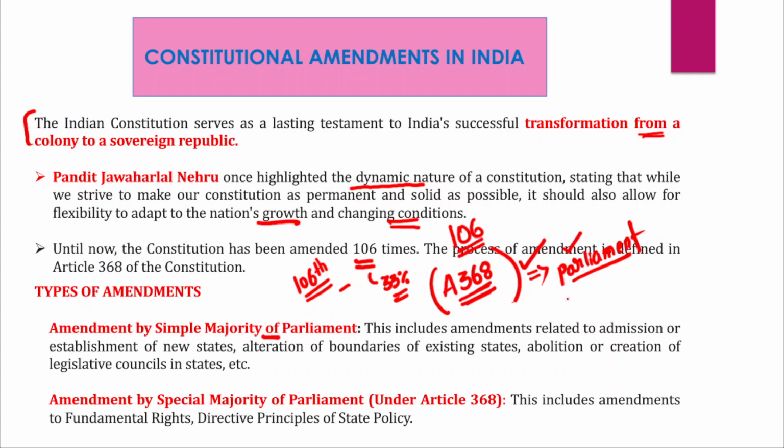Right? So what is the procedure? The first way through which the Constitution can be amended is amendment by simple majority of the Parliament. There are certain provisions in the Indian Constitution, such as establishment of new states, alteration of boundaries of the existing states, and also abolition or creation of legislative councils in states. They require just a simple majority in the Parliament to amend. And this is one procedure.